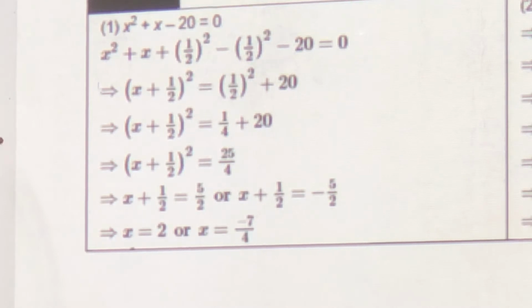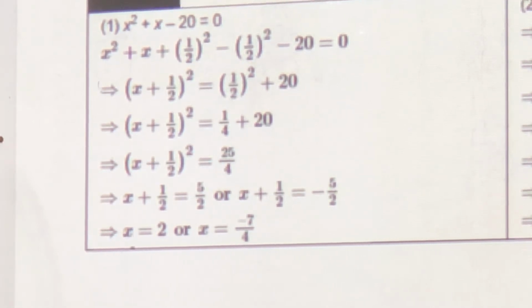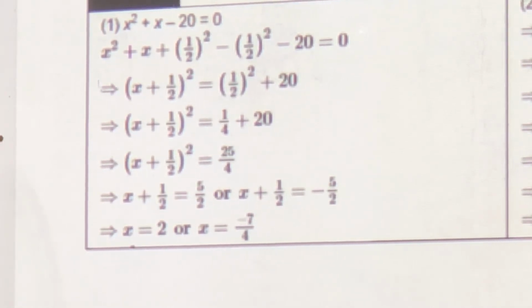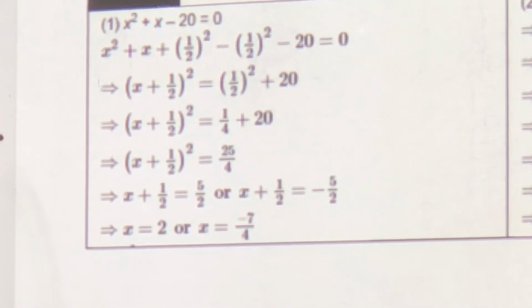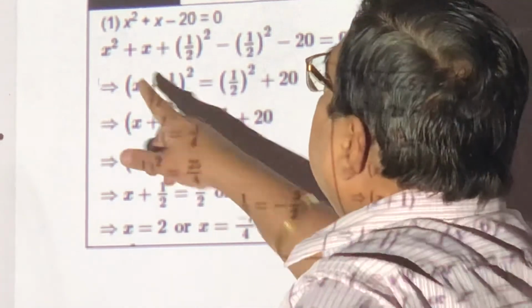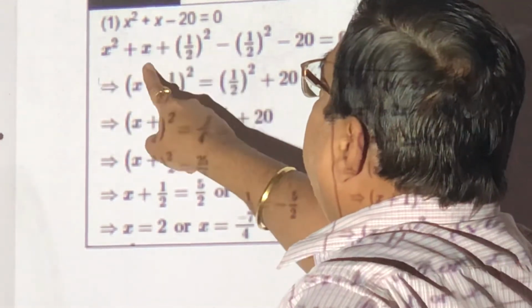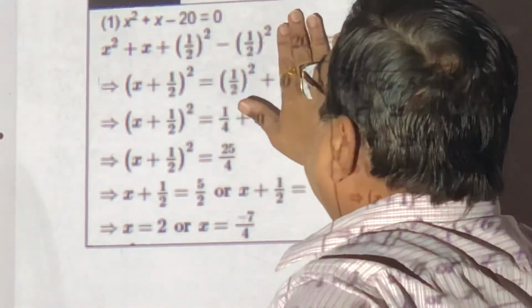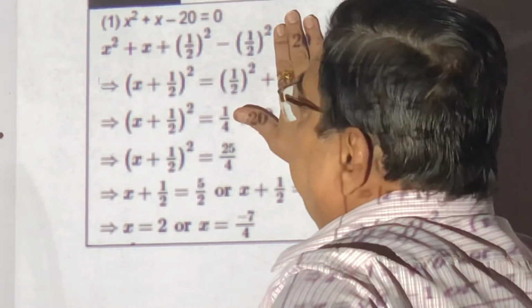How do we complete the square? Okay, my friends, here we are showing you the methods, how we are completing it. Now look here, my friends. I have x square, I have x, I have minus 20. Keep the minus 20 on the other side.